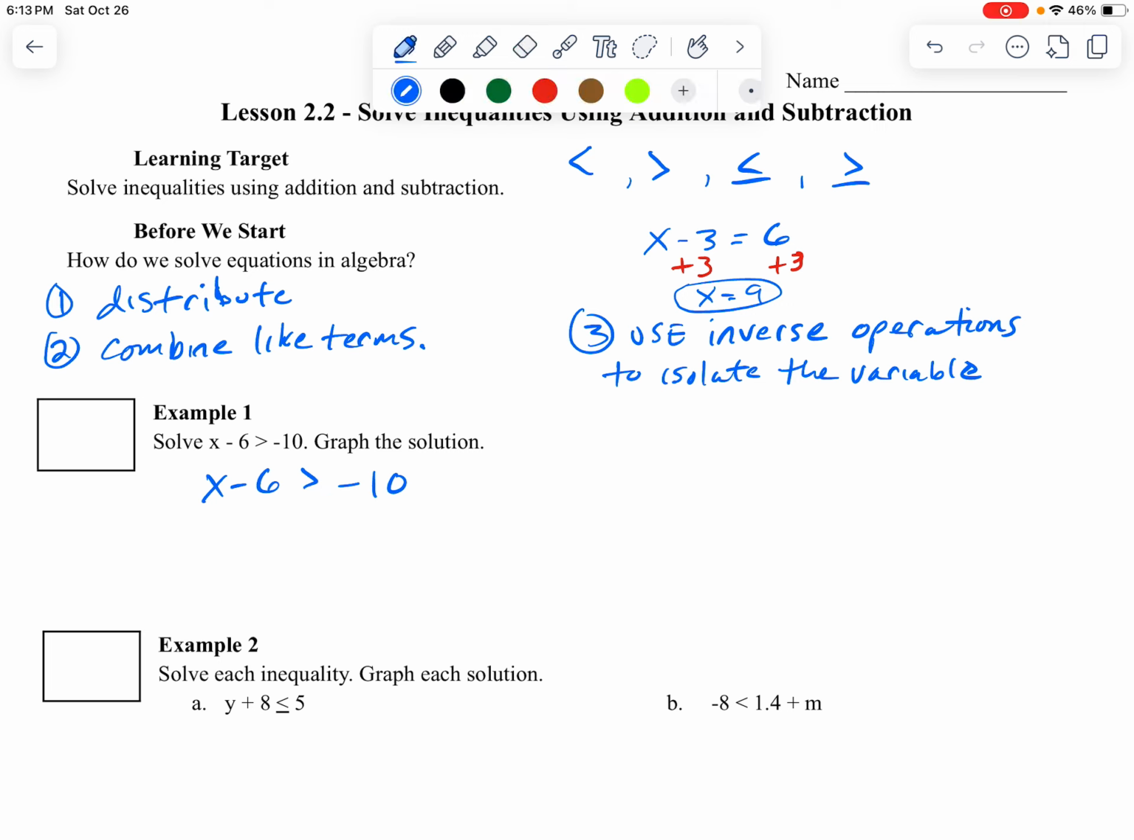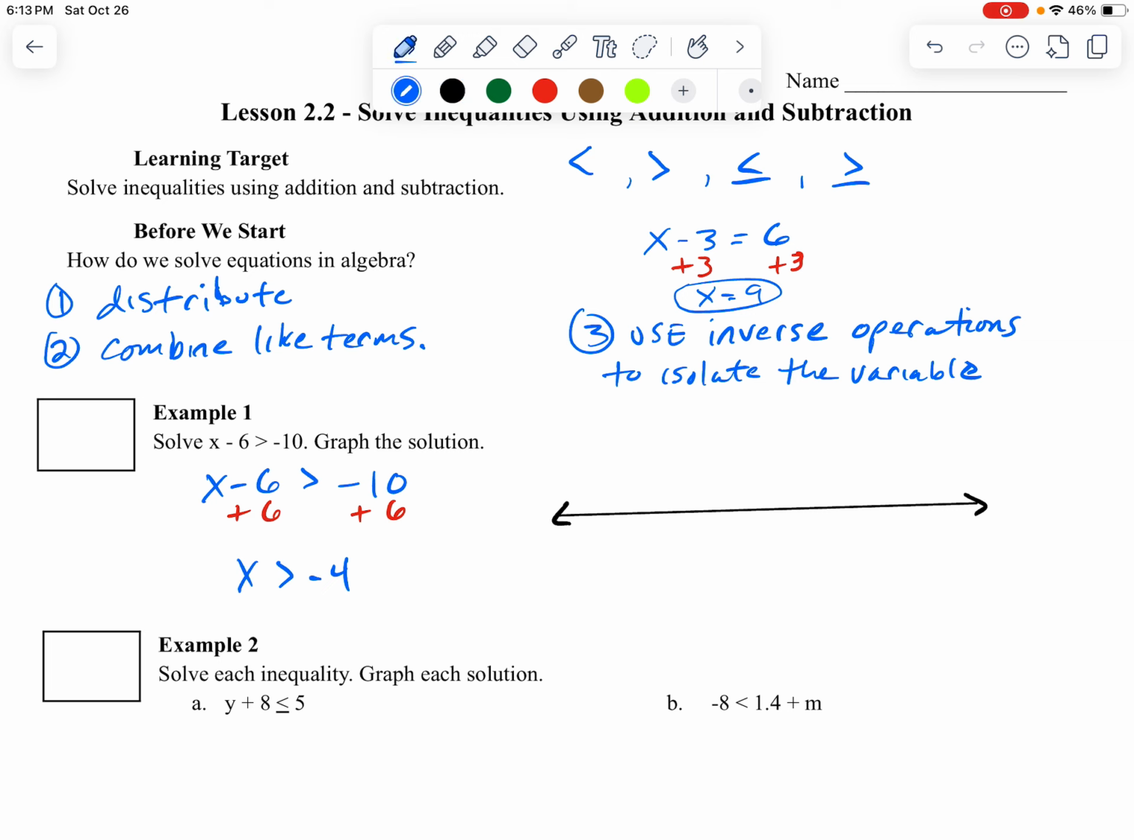So again, my goal is to get the variable by itself. And so to undo this minus 6, I have to add 6. And what I do to one side of the inequality, I also have to do to the other. So I end up with x is greater than negative 4. And we're also going to graph these because they have more than one solution. We're going to graph these on a number line.